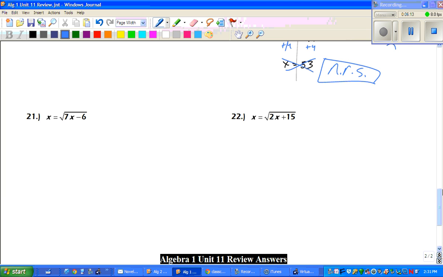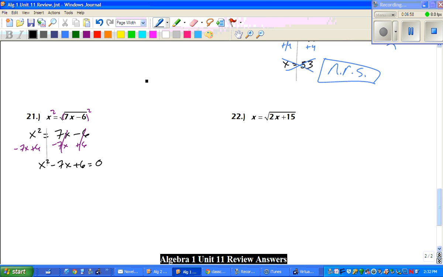All right, number 21. For 21, we need to get rid of the square root. So that means we have to square both sides. So we get x squared equals 7x minus 6. Now, is this linear or is this quadratic? Well, it's quadratic. So I want to get everything over to the left side because that's where my leading coefficient is. So when we do this, we get x squared minus 7x plus 6 equal to 0.